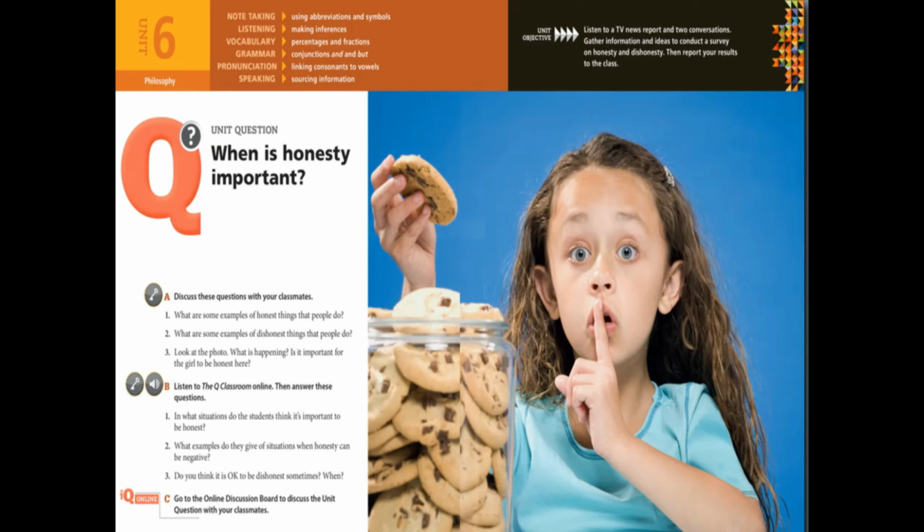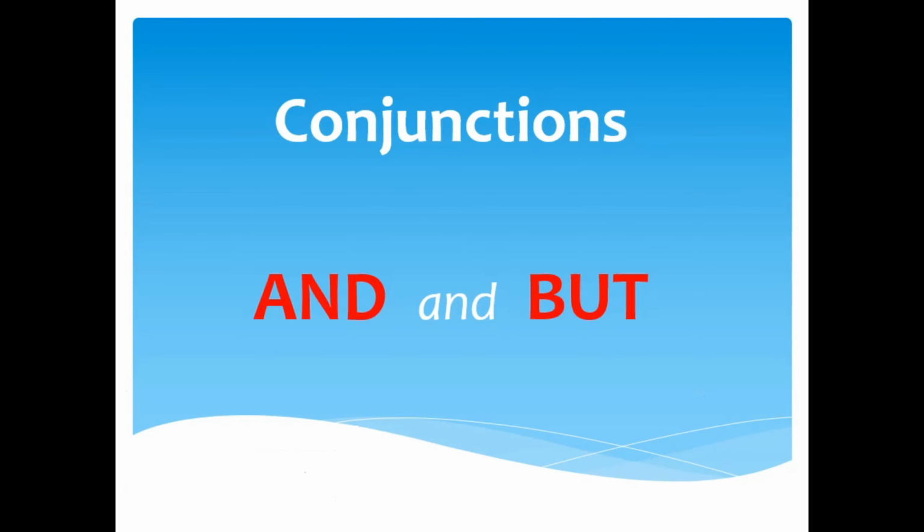This is in Book 1, Unit 6, Listening and Speaking. First, let me remind you of the unit question, which is, when is honesty important? Conjunctions. A conjunction is a word that is used to join two sentences.